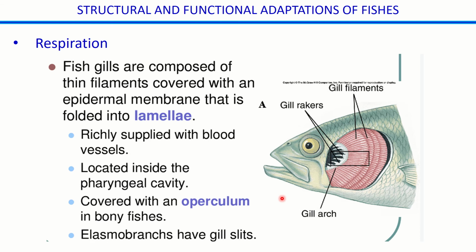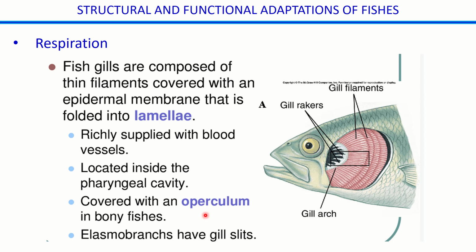The gills themselves are covered with an epidermal membrane that is folded into lamellae, all these different folds in the gill. Oh, there's another slide coming, which I'll show you now. Richly supplied with blood vessels, located inside the pharyngeal cavity, covered with operculum in bony fishes. Elasmobranchs just have gill slits. So they constantly have these slits that are open. Elasmobranchs are the sharks, hey?